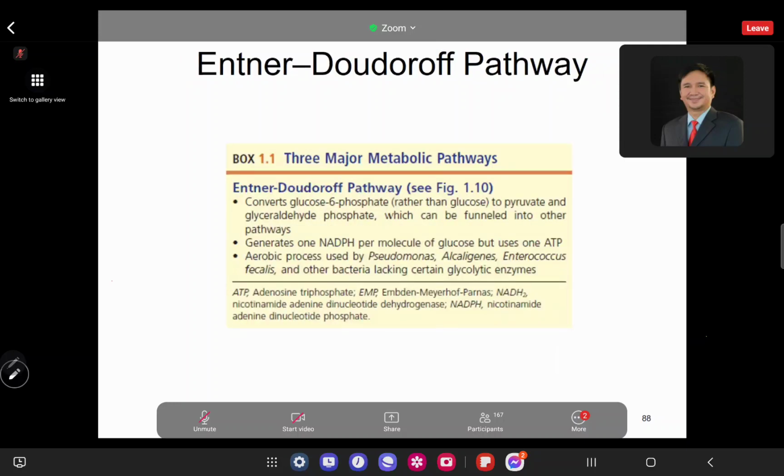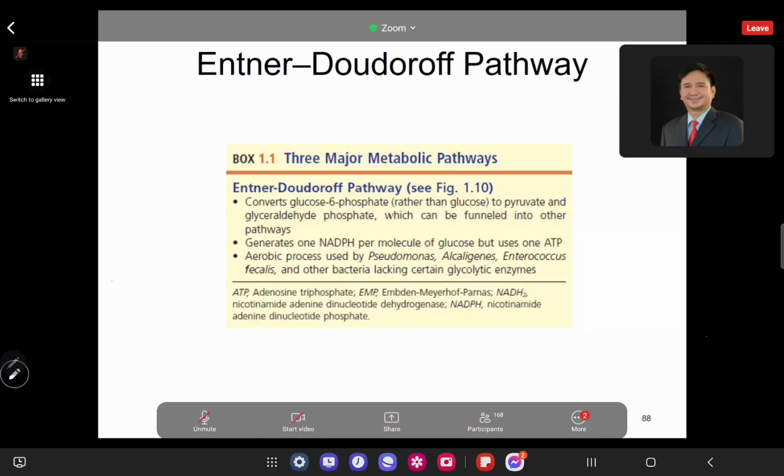How about your Entner-Doudoroff pathway? It's a lesser known glycolytic pathway, wherein it would start with the conversion of glucose. So in this pathway, glucose 6-phosphate instead of glucose is converted into pyruvate and glyceraldehyde 3-phosphate. Now the energy yield for your Entner-Doudoroff pathway, it would generate 1 NADPH per molecule of glucose, and it uses 1 ATP in the process.